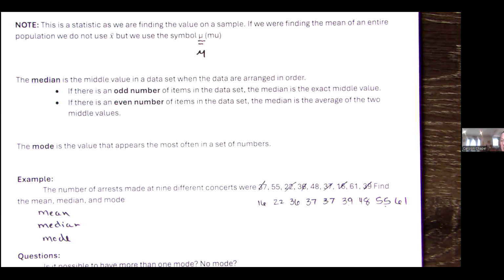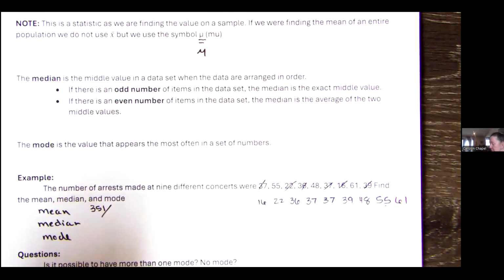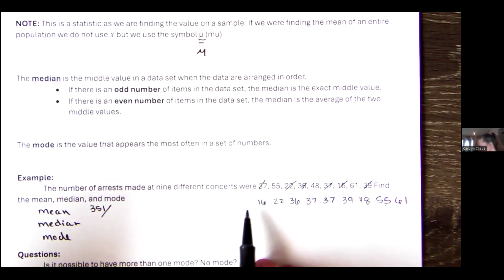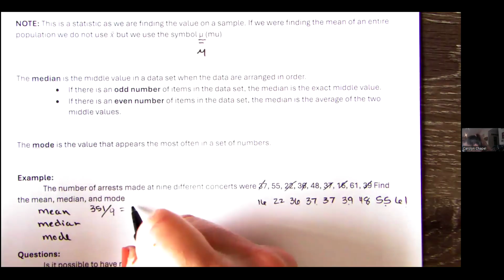So the first thing I'm going to do is add those values up. So I'm just dragging out my calculator. And I'm going to add up my values, 16 plus 22 plus 36 plus 37 plus another 37, 39, a 48, a 55, and a 61. And I come up with 351 is my sum of all those values. And I'm going to divide by the number that I had, and we had 9 of them. So I'm going to divide that by 9, and I get the number 39.